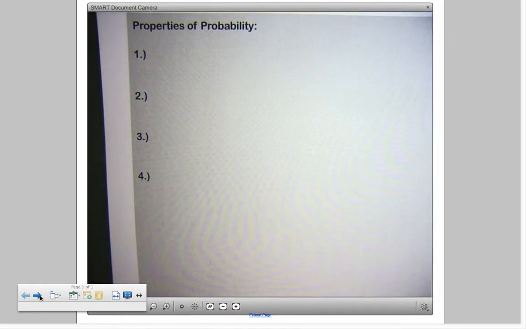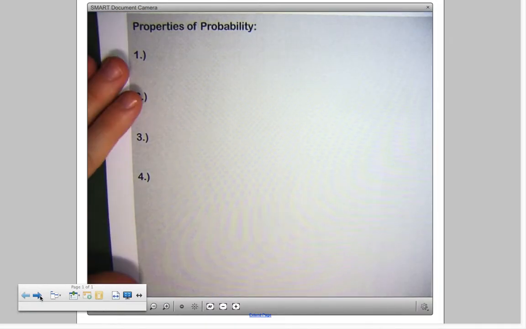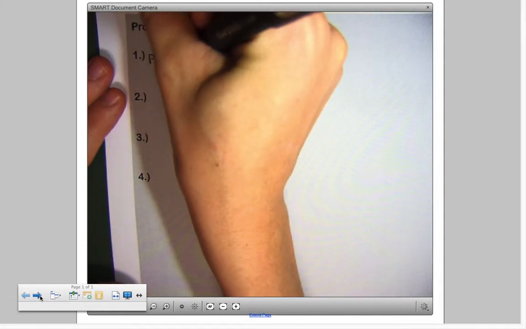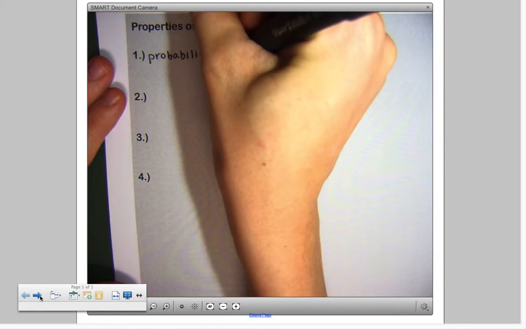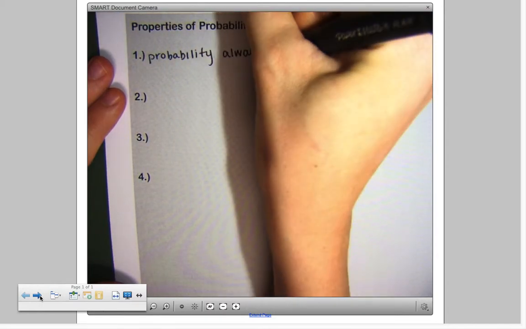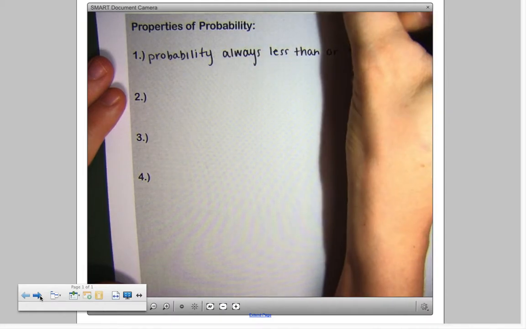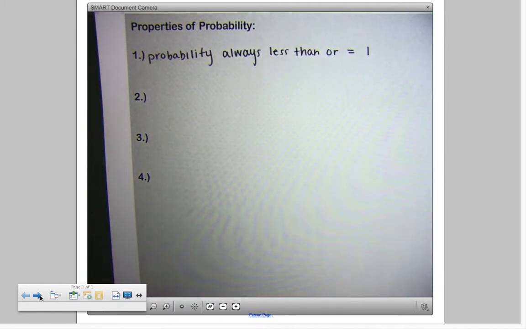Okay, so there are 4 properties of probability. The first property is probability is always less than or equal to 1. It can never be greater than 1 because probability is either a fraction or percent. If we have 1, that's going to be 100%. So nothing can happen more than 100%. That's why it's always less than or equal to 1.